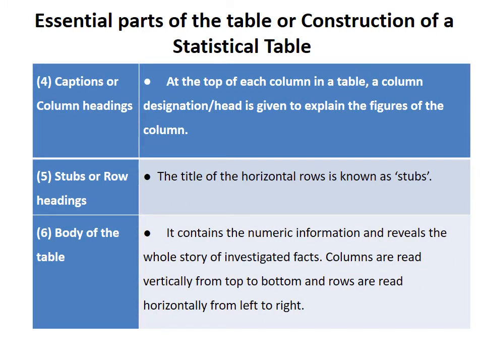The fourth part of the table is the caption, or column heading. For each column, we should give a title, which is called a caption. At the top of each column in a table, a column designation or head is given to explain the figures of the column. Next, the fifth component is stubs, or row headings. Stubs are also called row headings. The titles of the horizontal rows are known as stubs. For every row, we should give a title, and that title is called a stub.